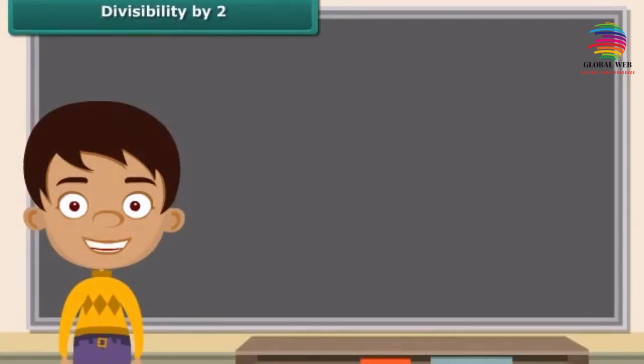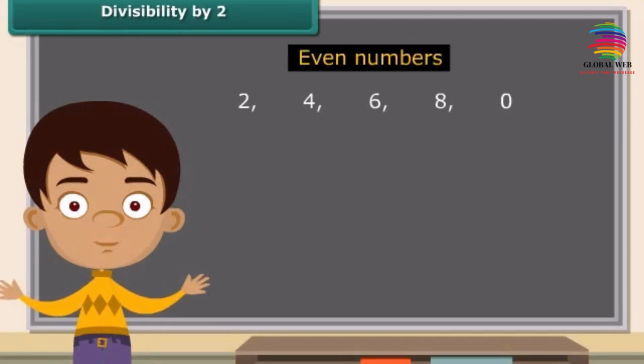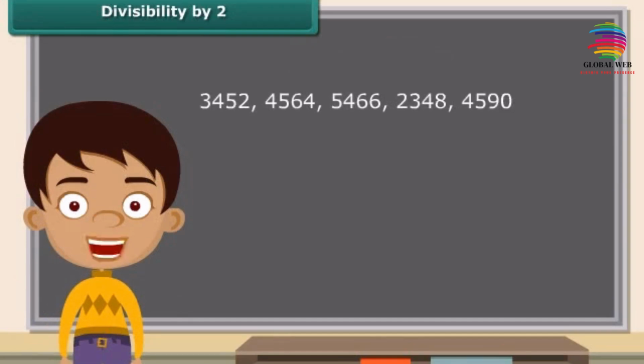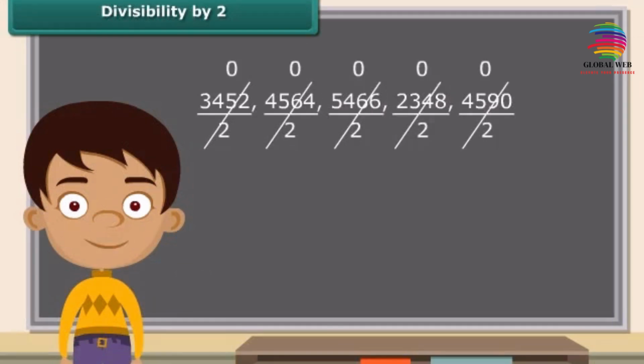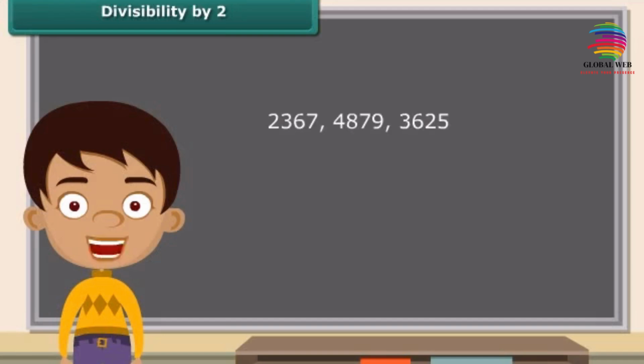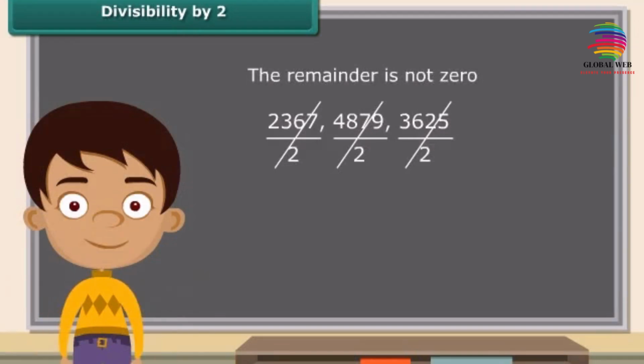Anuj knows that all numbers that end with 2, 4, 6, 8 or 0 are even numbers. He randomly picks up some numbers that end with 2, 4, 6, 8 or 0 and divides them by 2. He observes that each of these leaves a remainder of 0 when divided by 2. He then picks up some numbers that do not end with 2, 4, 6, 8 or 0 and divides them by 2. Now he observes that all such numbers leave a remainder other than 0.